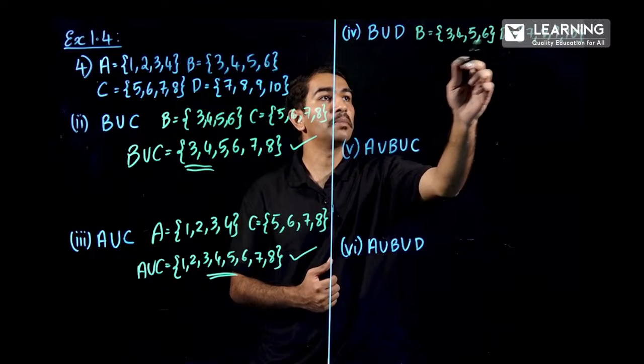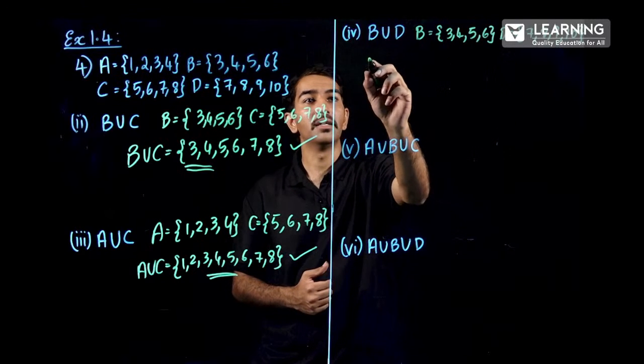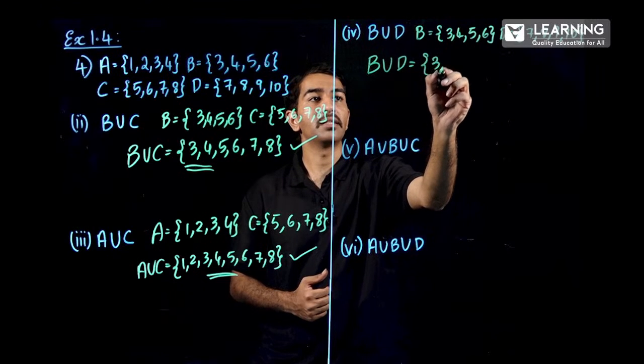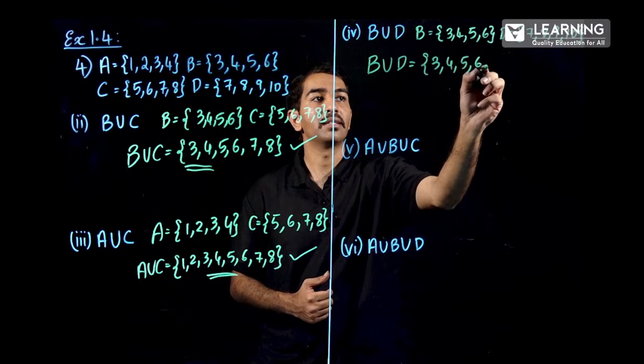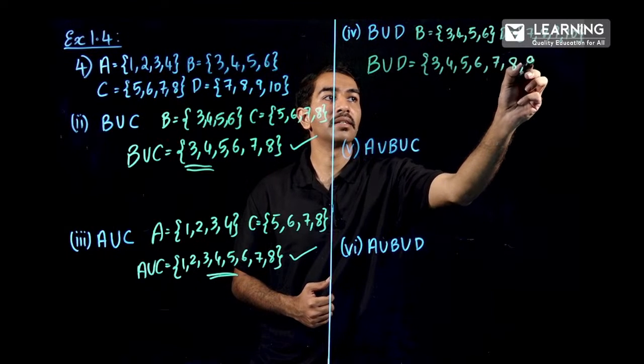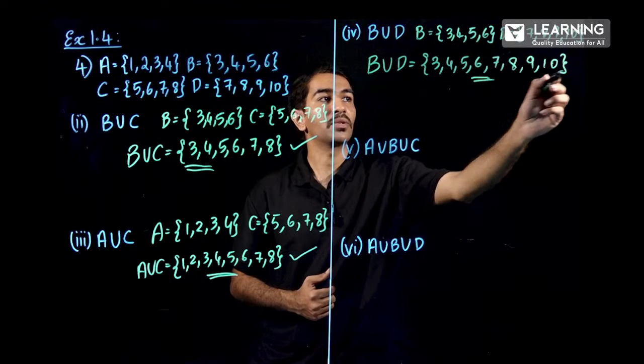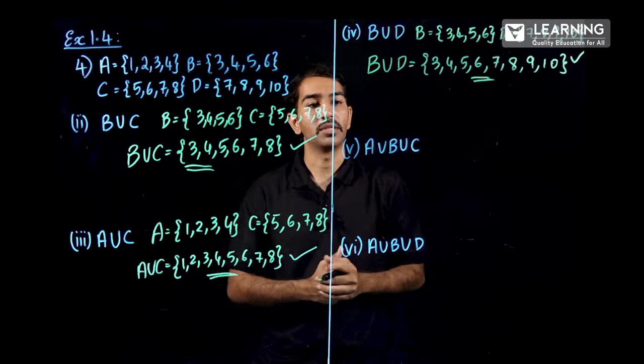Any elements repeating in B and D? None of the elements are repeating. So B union D can be written as 3, 4, 5, 6, 7, 8, 9 and 10. This will be the right answer for sub question number 4.